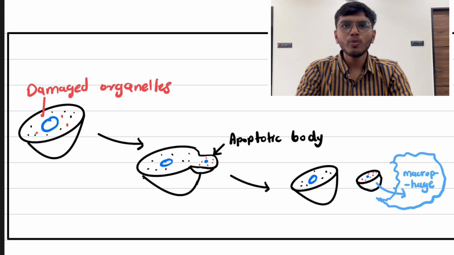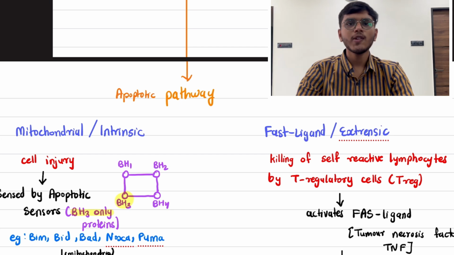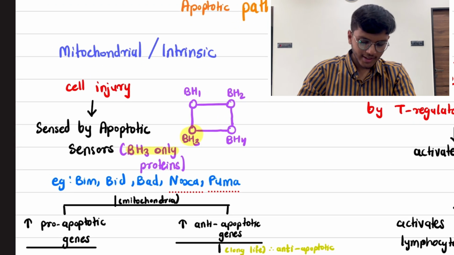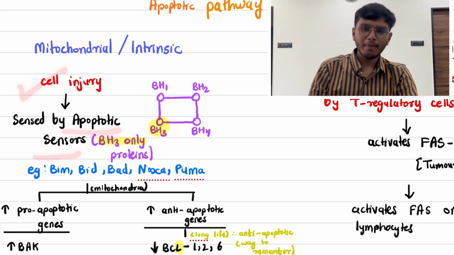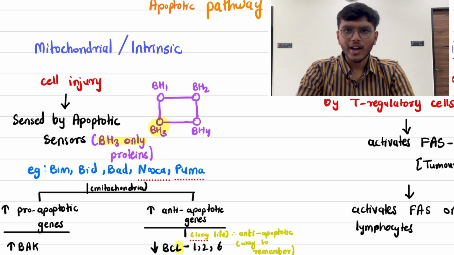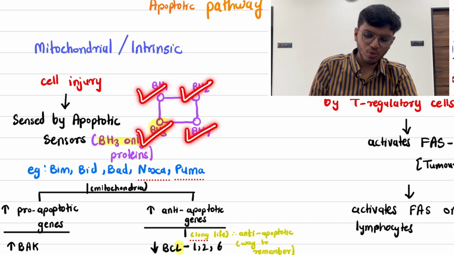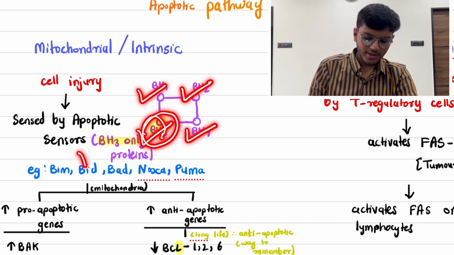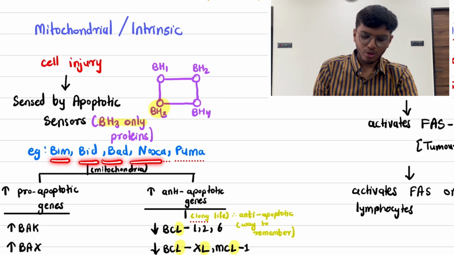So apoptosis has two main pathways, intrinsic pathway and extrinsic pathway. So we will see it. Intrinsic pathway is also known as mitochondrial pathway, and extrinsic pathway is known as Fas ligand pathway. We will see the intrinsic pathway first, and then we will go to the extrinsic pathway. So let's get started. When cell injury occurs, it is sensed by apoptotic sensors. What are apoptotic sensors? These are basically proteins. There are four types of proteins: BH1, BH2, BH3 and BH4. But in intrinsic pathway, BH3 proteins are involved. Examples of BH3 proteins are BIM, BID, BAD, NOXA and PUMA.